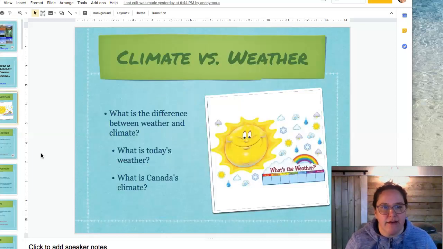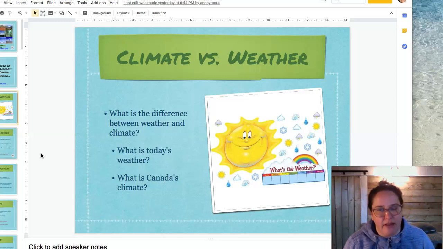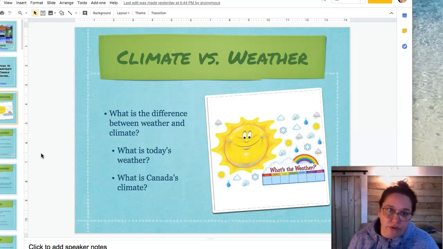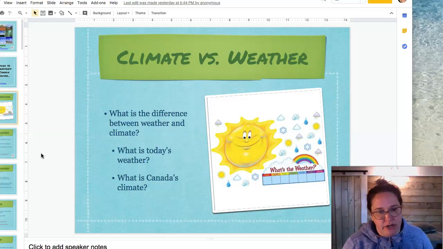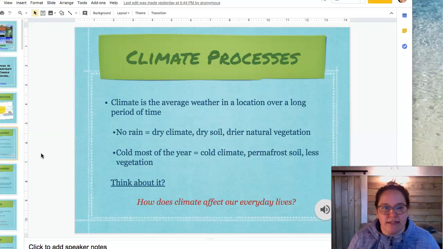So we're talking about Canada's climate, and the important thing that you need to remember is that climate means everything that is happening all year long. What's the difference between weather and climate? When I look outside and I see that it's raining and snowy and windy and cold or hot, that's weather. Day to day is weather. Climate is what has happened with temperature and precipitation of rain and snow over the course of the 365 days of an entire year. That's the difference between those two terms, weather and climate. So climate is the average weather in a location over a long period of time.